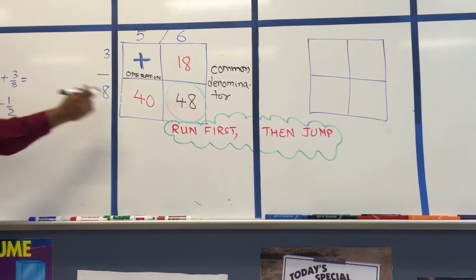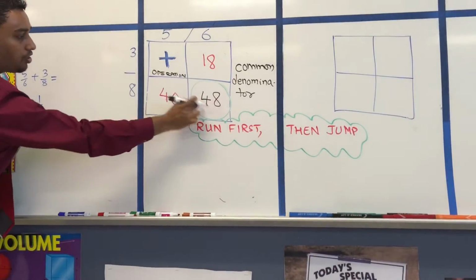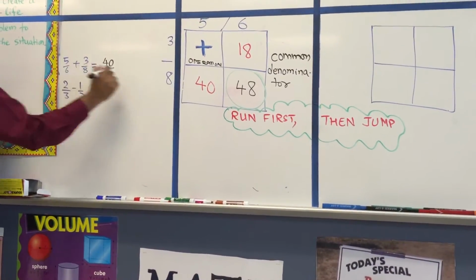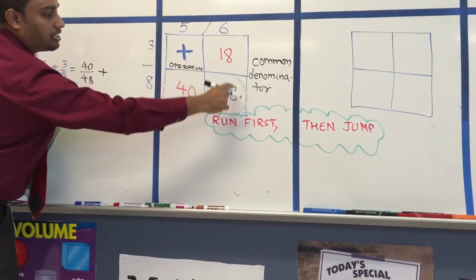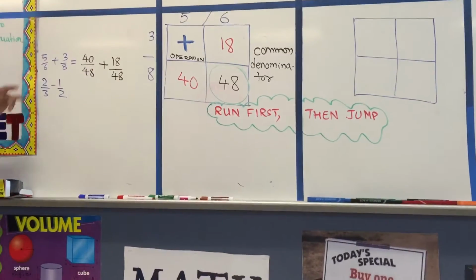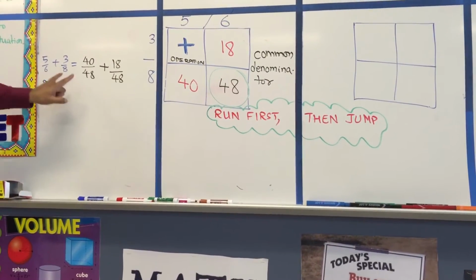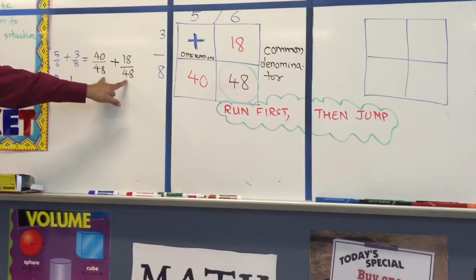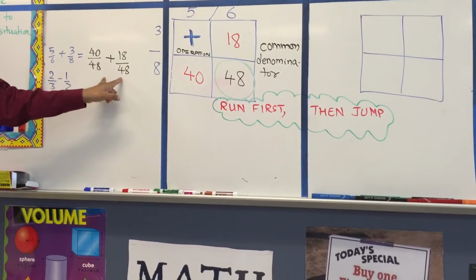So 5/6 can be written as 40/48. I'm adding, so plus 18/48. Now look at this. The question was 5/6 plus 3/8. The denominators were different. Now my denominators are the same. Class, can we add this up?